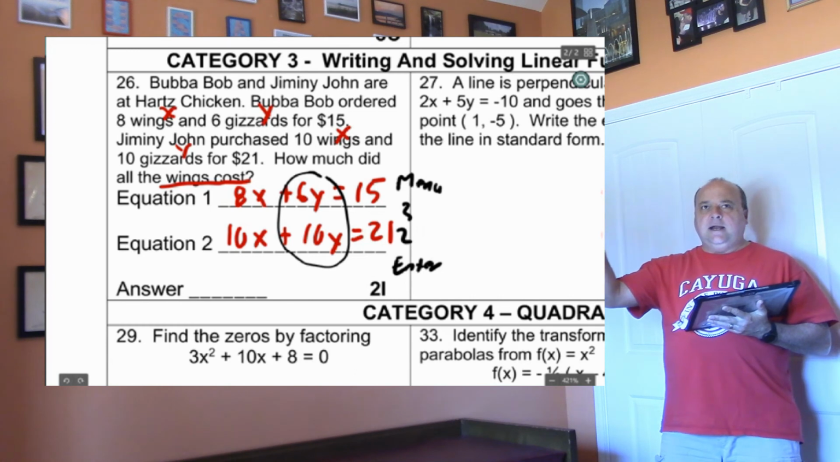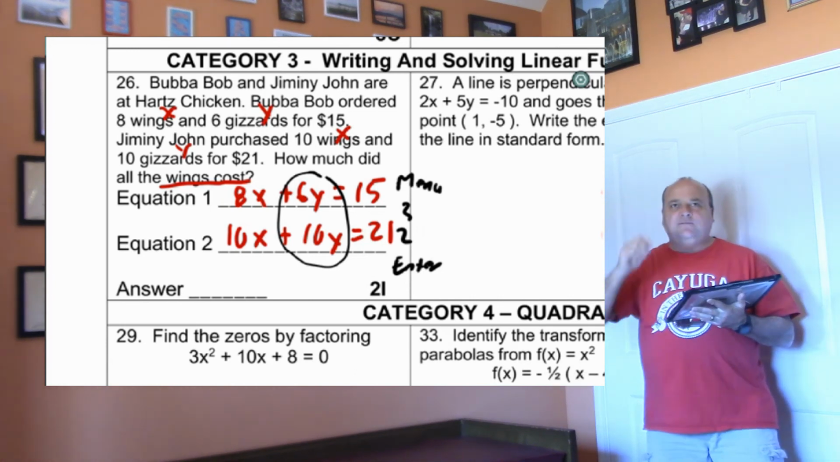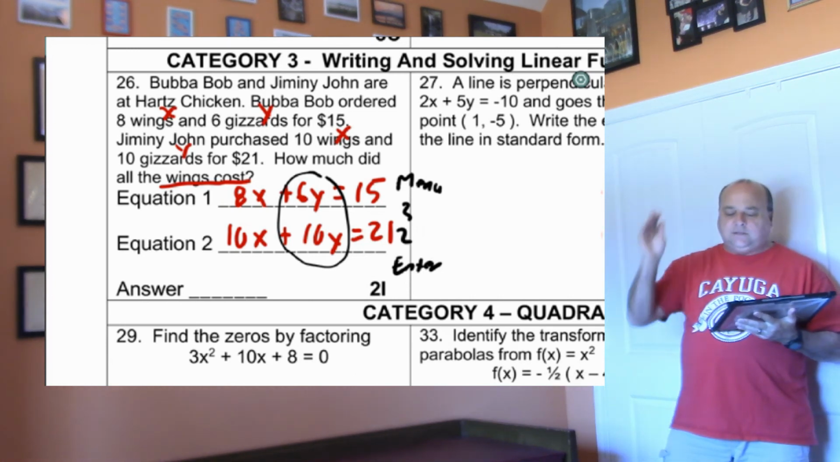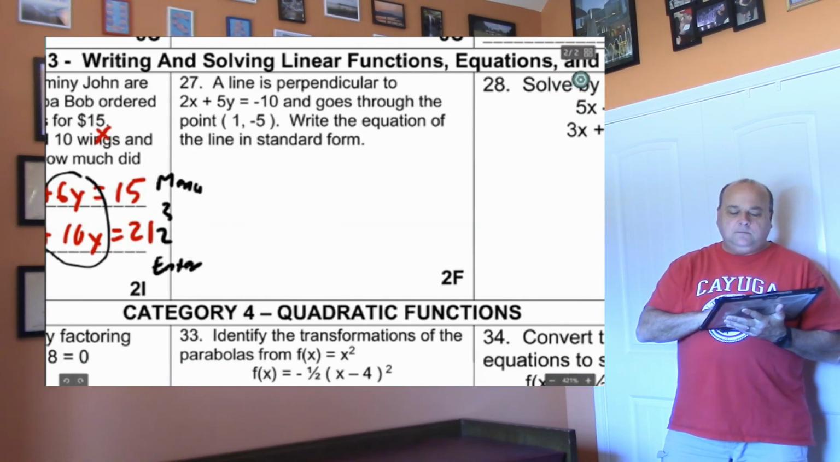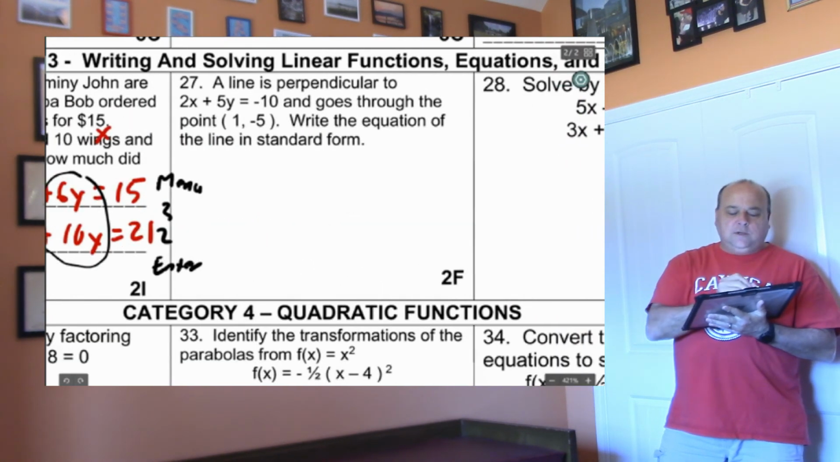Your answer is going to be an XY. You'll plug in the Y's and find out the total cost of the wings. So let's go to 27. Very important you can do this, okay?